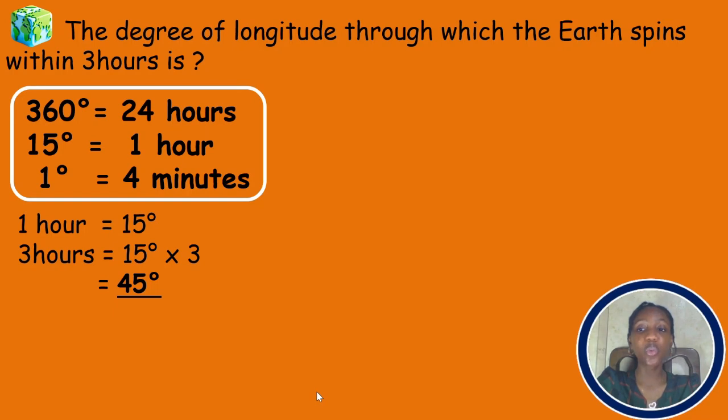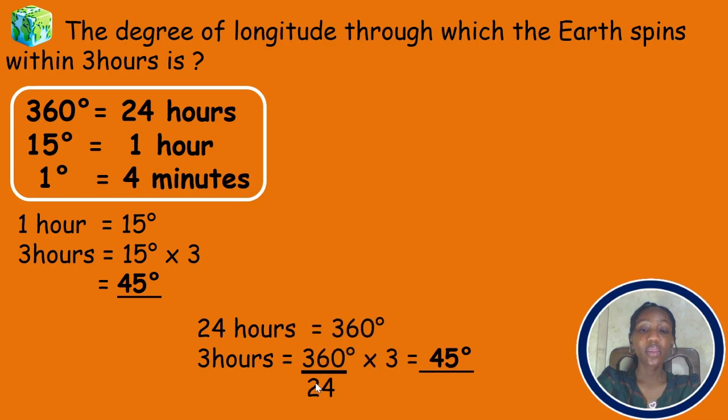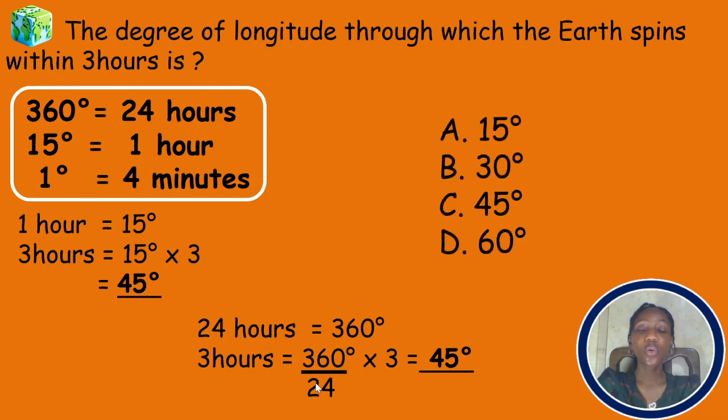But equation 3 would be a waste of time for an objective question, as you have to convert 3 hours to minutes first and then use it to calculate the longitude. But let's try solving it using equation 1 so that you can see. The answer is still the same, but using equation 2 will be simpler in my opinion. And now our final answer, bringing back the options, would be option C. Now you can see that this is a very simple question.